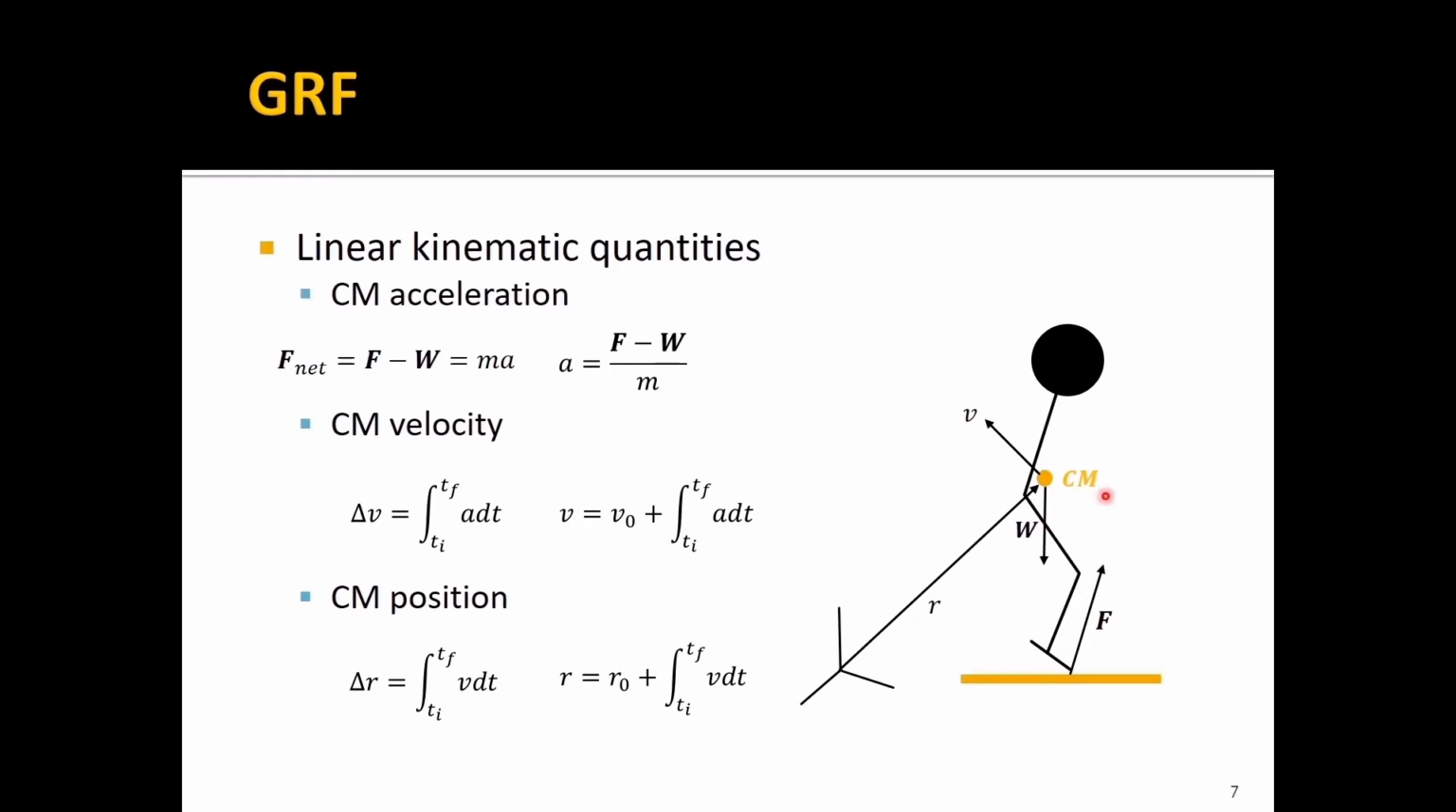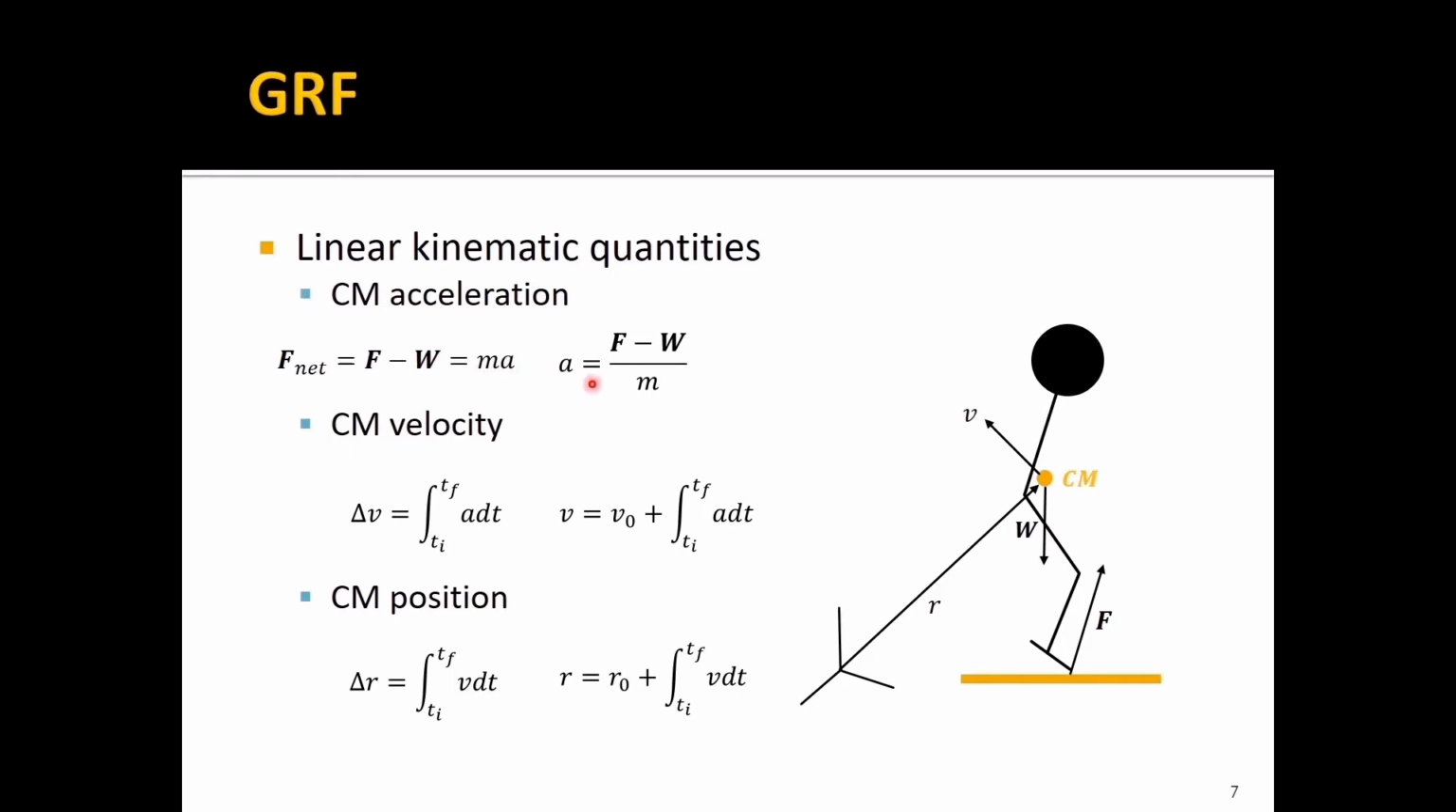First, we can calculate the center of mass acceleration using Newton's second law of motion. F is equal to ma. Here, F can be net force. Net force means vertical ground reaction force minus body weight. This is equal to body mass times center of mass acceleration. So you can divide this net force by body mass. Then we will be able to calculate center of mass acceleration.